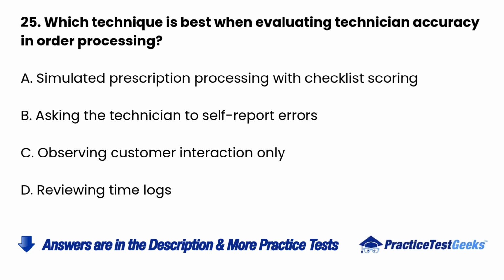25. Which technique is best when evaluating technician accuracy in order processing? A. Simulated prescription processing with checklist scoring. B. Asking the technician to self-report errors. C. Observing customer interaction only. D. Reviewing time logs.